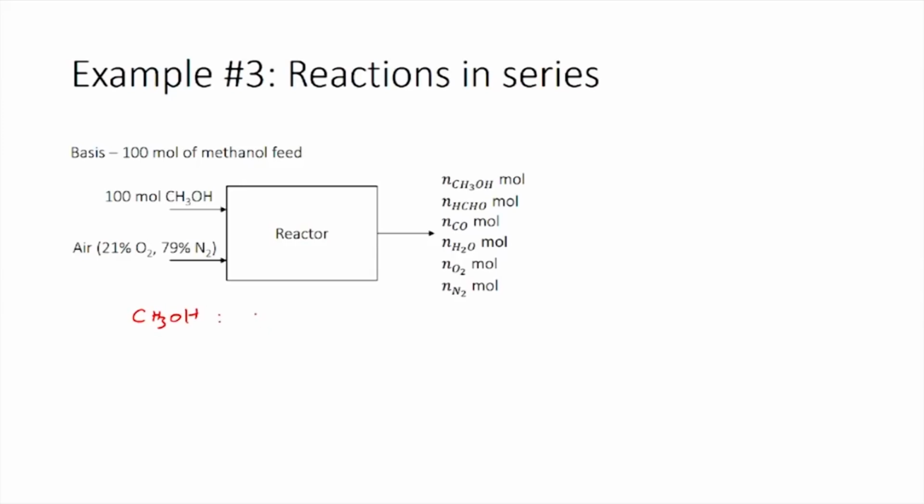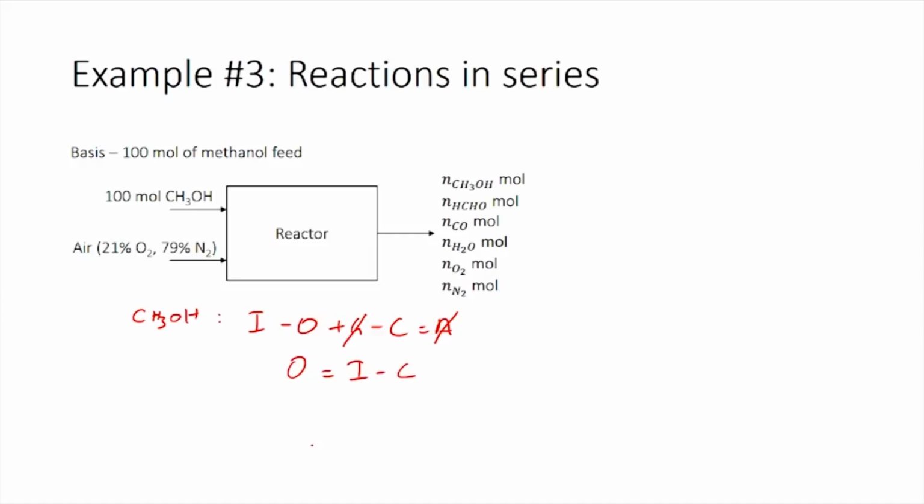So, the equation would be input minus output plus generation minus consumption equals accumulation. Which of these terms will go to 0? At steady state accumulation goes to 0. Methanol is a reactant and it is not being generated, so the generation term goes to 0. So, we are left with input, output and consumption. So, the output term which we need to calculate would be input minus consumption.